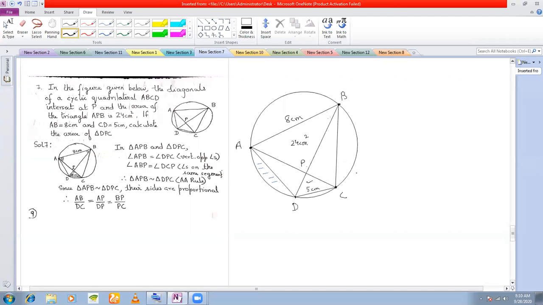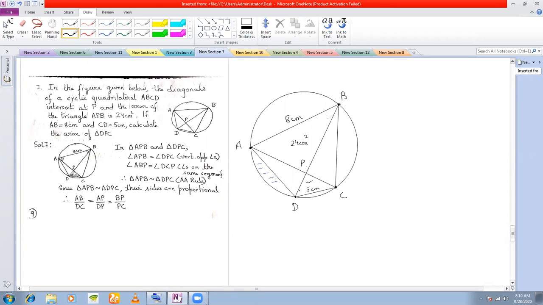Similarity gives you a relation between the area of two triangles and their sides. So in this figure, two sides are given to you, and one area is given to you. You need to find out the other area. This should hint at the fact that you have to prove similarity of certain triangles. So which two triangles are similar?